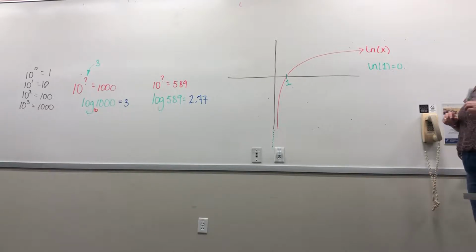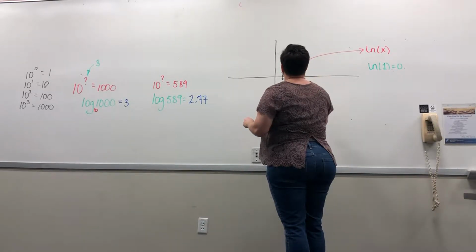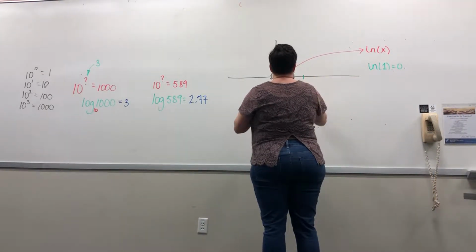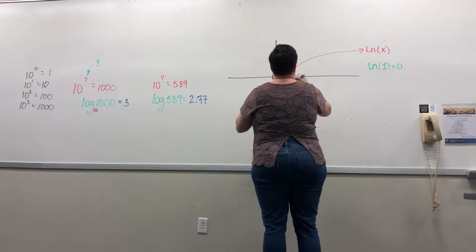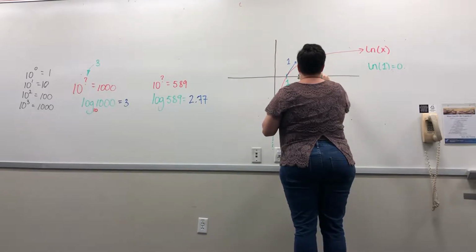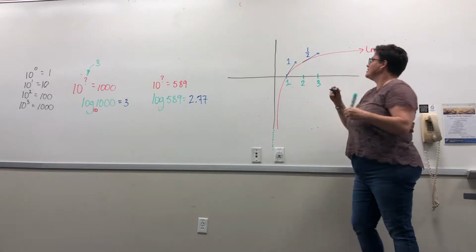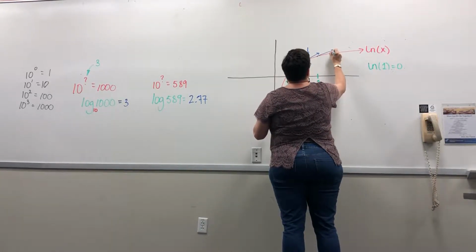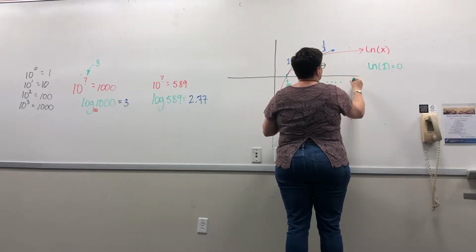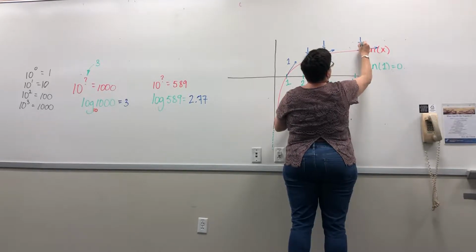And here's the cool thing about natural log. The slope at 1 is 1. The slope at 2 is 1/2. The slope at 3, what do you guys think it is? 1/3. Yeah, that's not so bad. The slope is 1/3 here. What's the slope at 10? 1/10. Yeah, it's going to be 1/10. Wow.